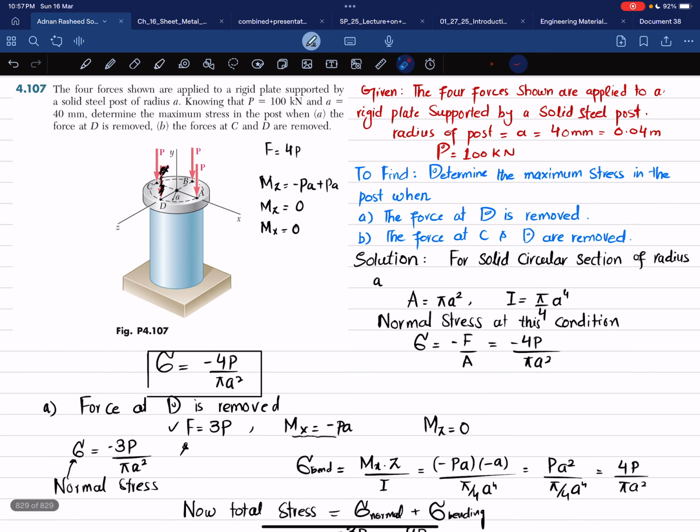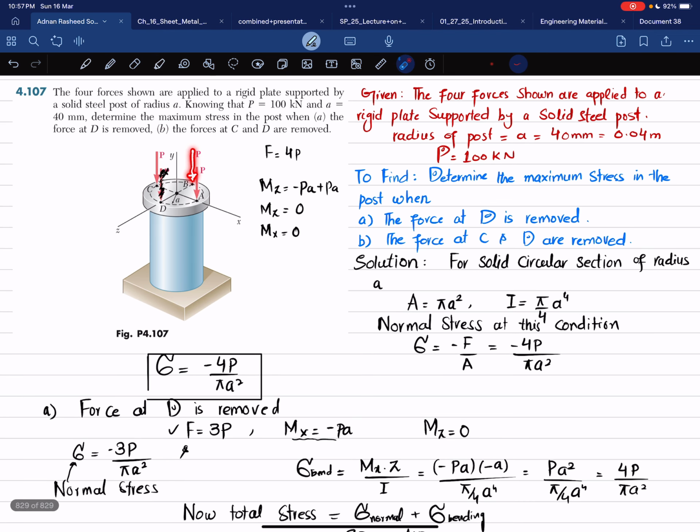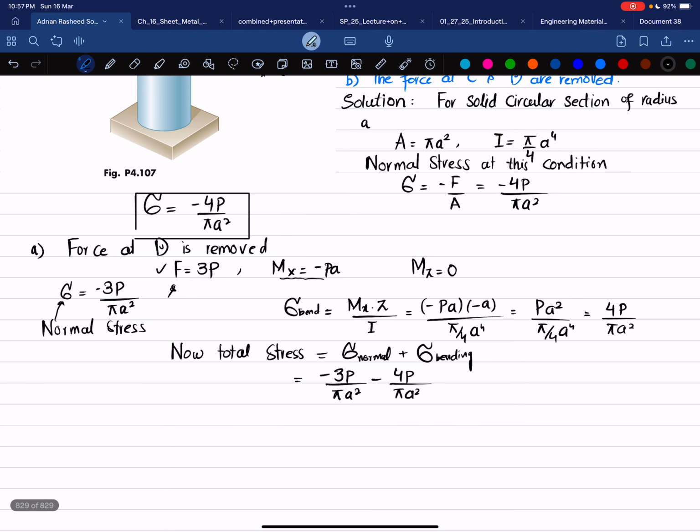You can see this is the force and this is the perpendicular distance, and it is producing clockwise moment. So about this axis, this portion will be in compression while this layer will be in tension. It will be bent like this, clear? So here there will be compression. So that is why we have taken it as negative. So when you add them, it will give you minus 7P over pi A square.